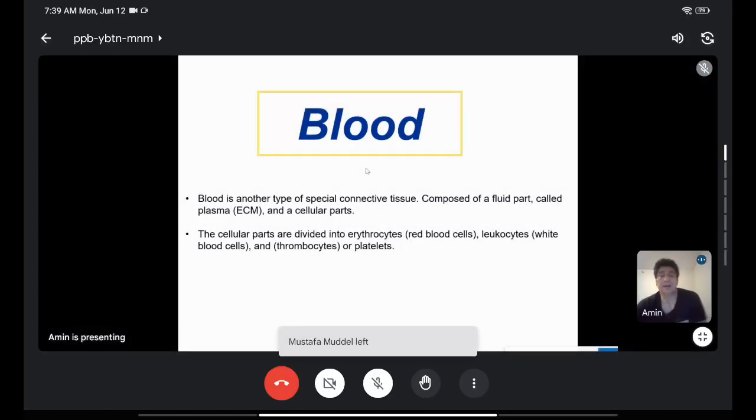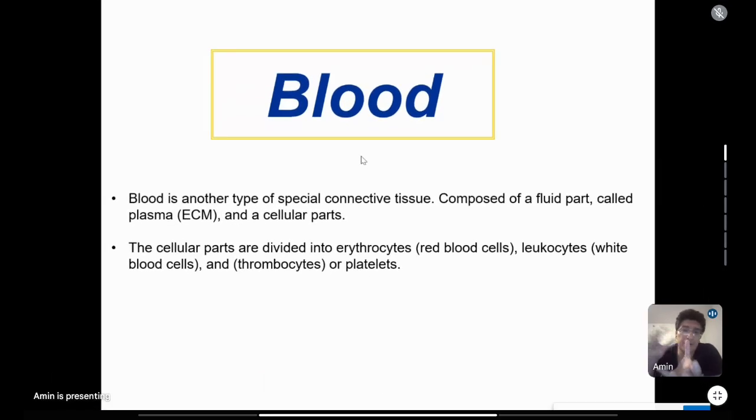Good morning, everybody. In this session, I'm going to talk about blood tissue. As you know, another type of special connective tissue is blood. The same as other types of connective tissue, general connective tissue, cartilage tissue, and bone tissue, blood tissue consists of two parts: extracellular matrix and a cellular part.